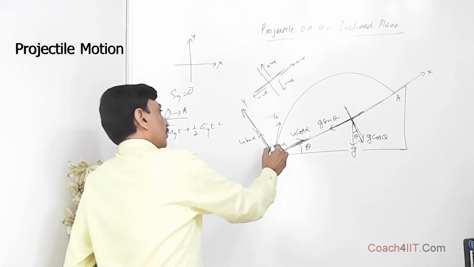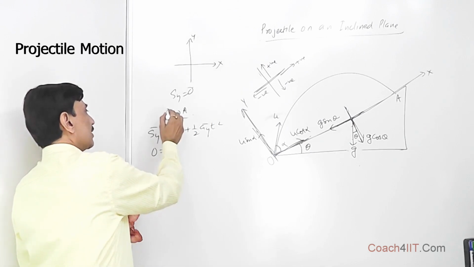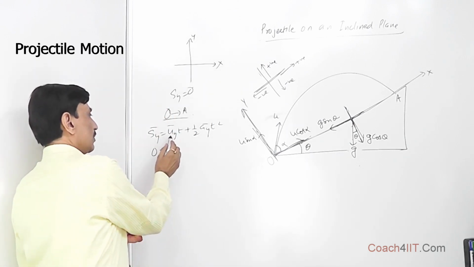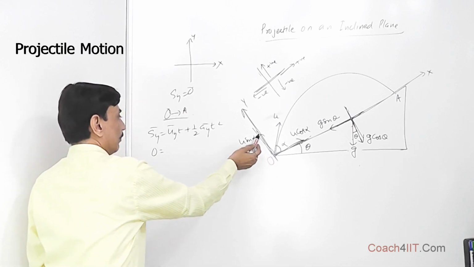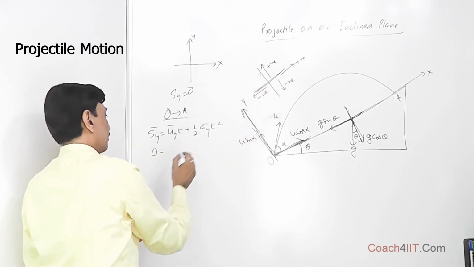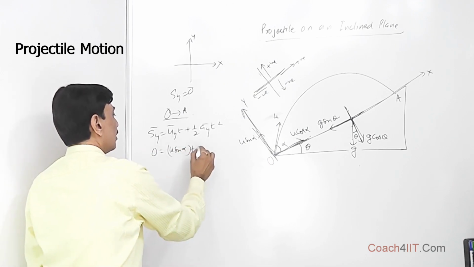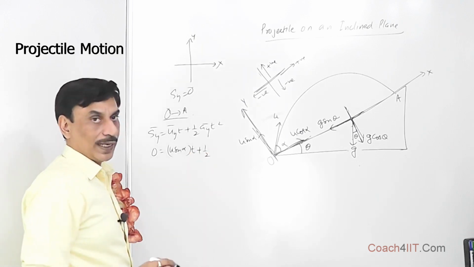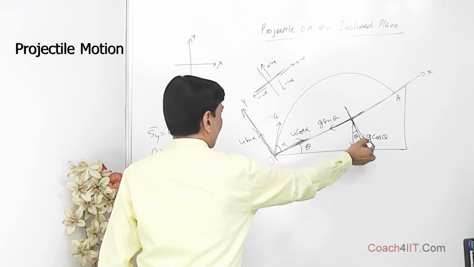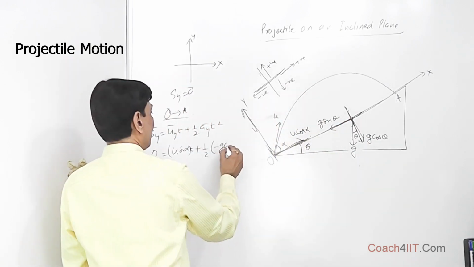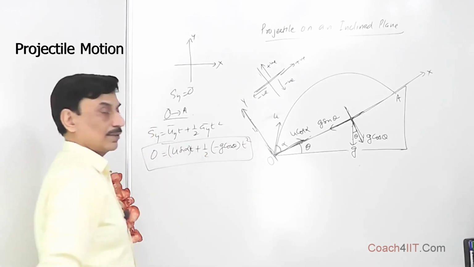So when the body has gone from here to here, Sy is equal to Uyt plus half Ayt square. O is our initial point of observation. What is the initial velocity along the y-axis at O? At O, the initial velocity along the y-axis is in the upward direction, and upward we are taking as positive. So it is u sine alpha into t plus half acceleration on the y-axis. Now acceleration on the y-axis is g cos theta, and it is in the downward direction. Downward is negative, so minus g cos theta into t square. So this is the equation we get.